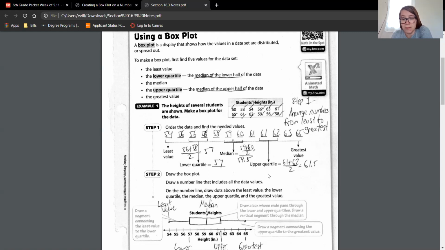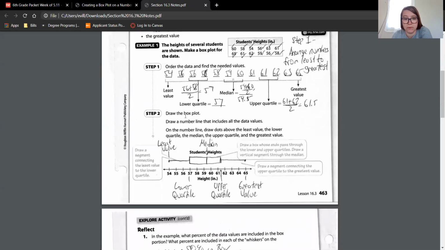And then we need to find the upper quartile. Again, the upper quartile is the median of the upper half of data. So if we look at that, our upper half is split here, from here to here. So we have two numbers again, 61 and 62. 61 plus 62 is 103. 103 divided by 2 is 61.5. So we have all of step 1 completed.